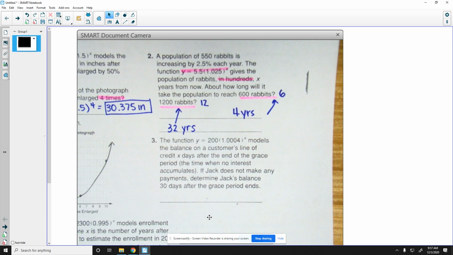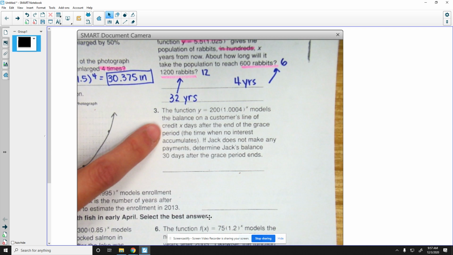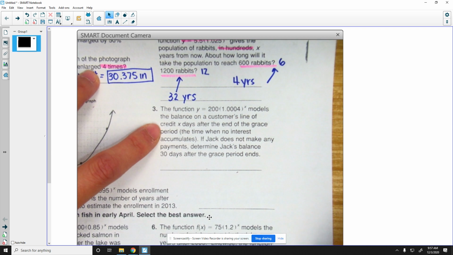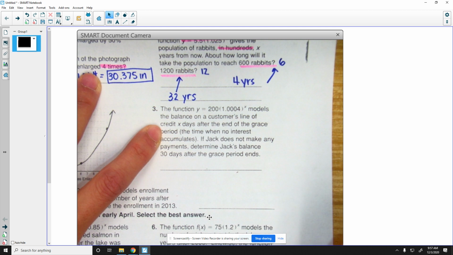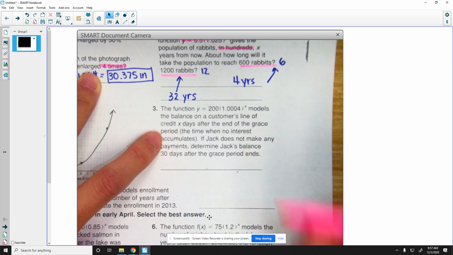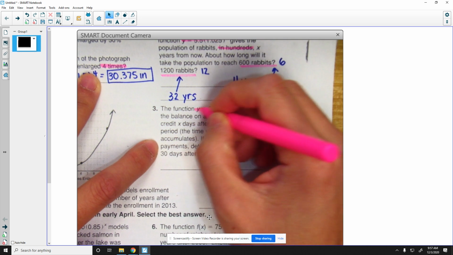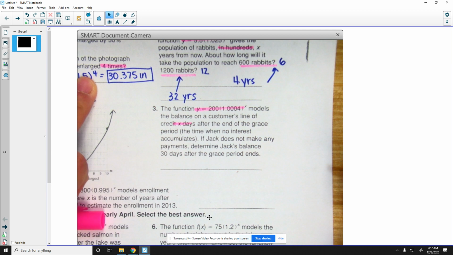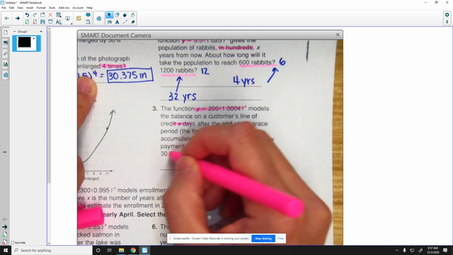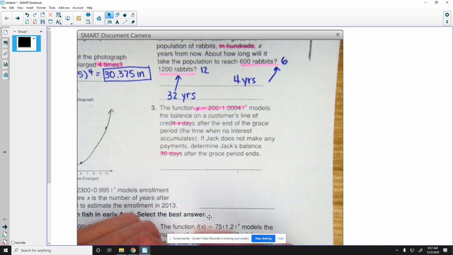Okay. This is going to be for online kids now, so perk up, guys. Number 3, the function models the balance on a customer's line of credit X days after the end of the grace period, the time when no interest accumulates. So X stands for days. If Jack does not make any payments, determine Jack's balance 30 days after the grace period ends.